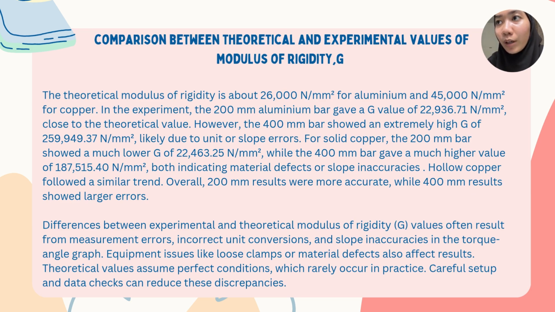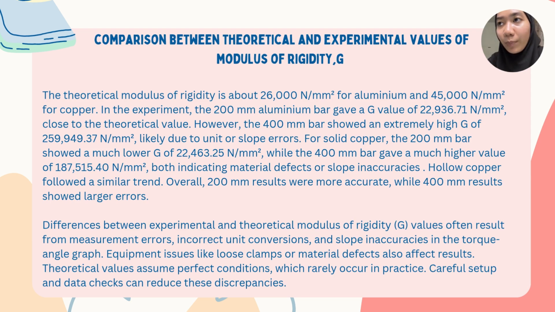But the 400 mm aluminium bar shows a much higher G value of 259,949.37 Newton per mm square, which is likely due to a mistake in units or an error in calculating the slope. For solid copper, the 200 mm bar gave a much lower G value of 22,463.25 Newton per mm square, while the 400 mm bar gave a much higher G value of 187,515.4 Newton per mm square. This result suggests there might have been material defects or error in finding the slope of the torque angle graph.